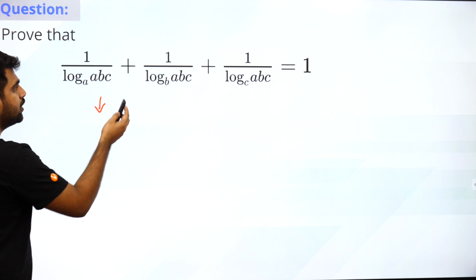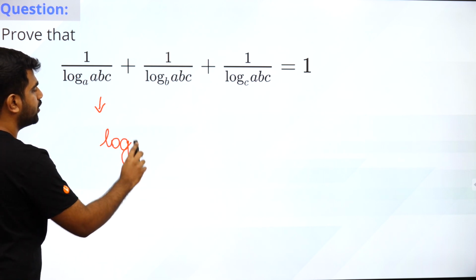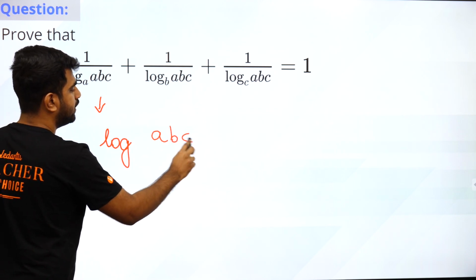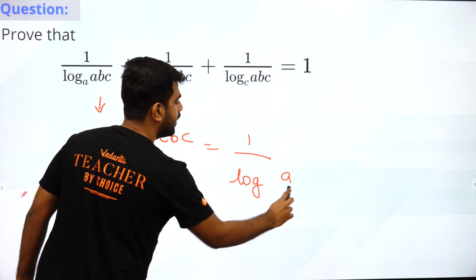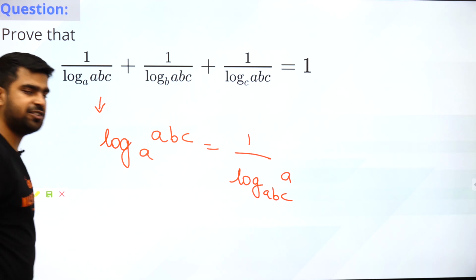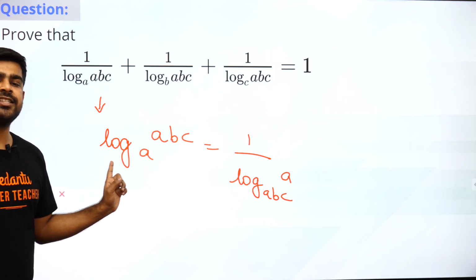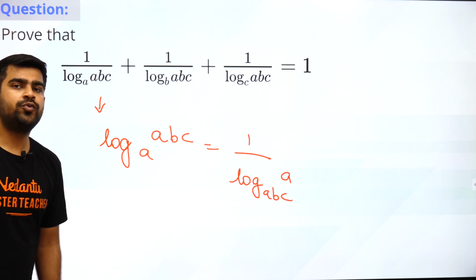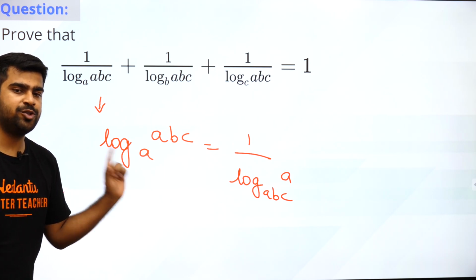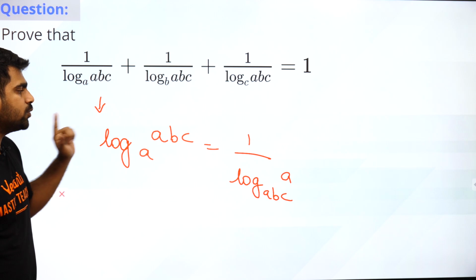So when I reverse them, I hope all of you know this, right? Let me write it down for you. Log ABC base A is equal to 1 by log A base ABC. Do you guys agree with me on that? What is the property I'm using? I'm using property 4. Okay, so that is what I'll be using.